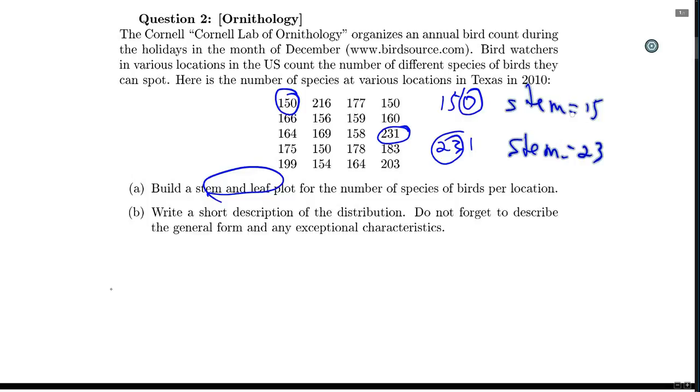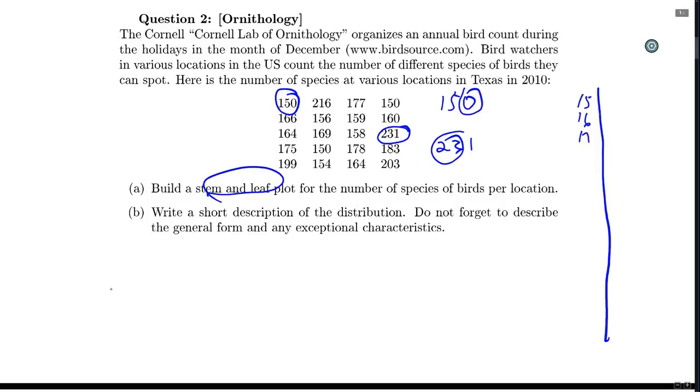So what I'll do is construct a vertical bar, and then I'll write my stems: 15, 16, 17, and so on. We continue doing that until we get to 23. And now what we need to do is put in our leaves.